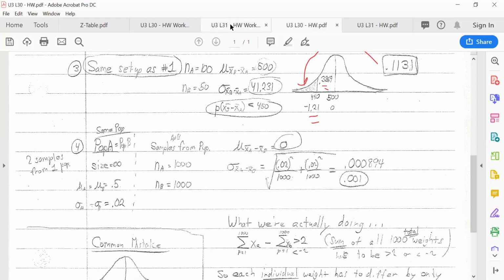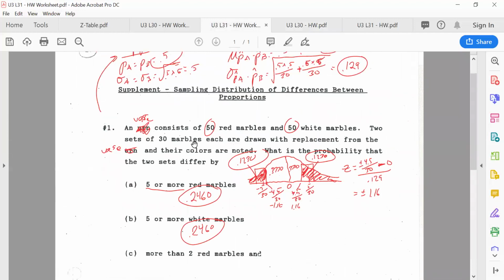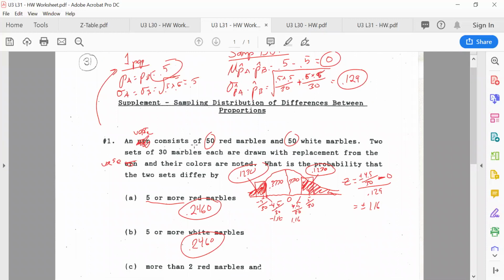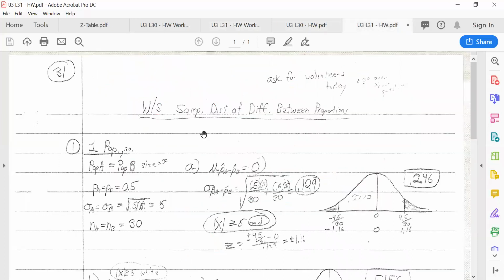I'm going to go to homework 31. Here we go. We did number 1, A and B together. So a vase consists of 50 red and 50 white marbles. 2 sets of 30 marbles each are drawn with replacement from the vase, and their colors are noted. What is the probability that the 2 sets differ by 5 or more red marbles? Let me go to my homework answers for this because it's a bit neater. So it's one population that I wrote here, one population. So population A and B are the same. The proportions of red and white are the same. They're 0.5. There it is right there. I'm just circling it with my hand. All right, standard deviations are 0.5.